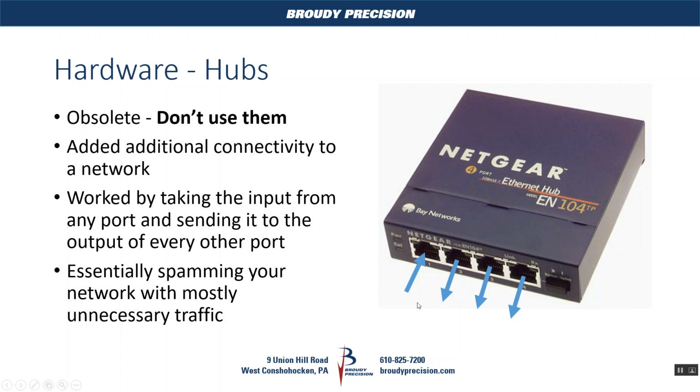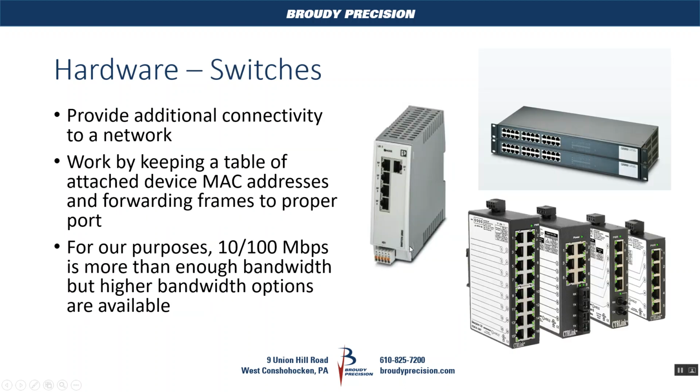It would just spam traffic between one port to all the other ports, which can cause a lot of issues if you accidentally plug network cabling into the wrong place, or you create a loop. You can basically shut down a network with an endless amount of traffic. So if you see a hub, get rid of it, put in a switch, which provides you the same functionality, right? Additional connectivity to a network, but it does it in a little bit of a smarter way.